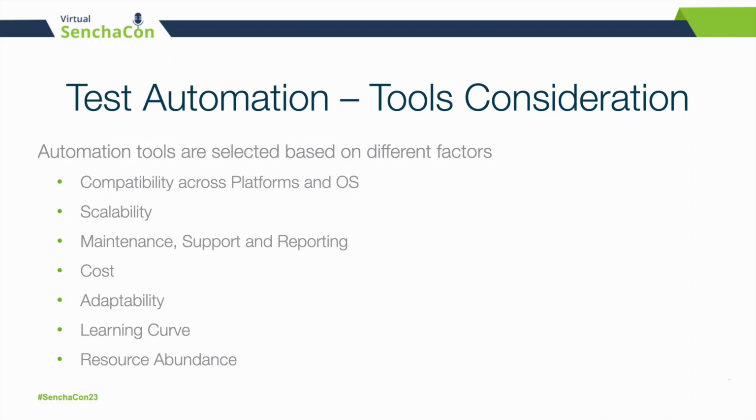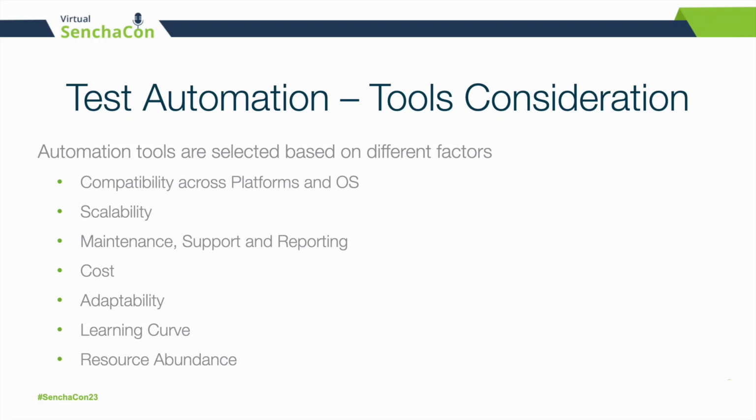When we are talking about the automation tool, below are the points which need to be considered when selecting a tool. First thing is compatibility. Say our application runs across multiple platforms or multiple OS. Say it works on mobile, tablet and desktop. So our automation tool should be able to work on all these three platforms. If we are picking an automation tool for each platform, that's not a cost effective one.